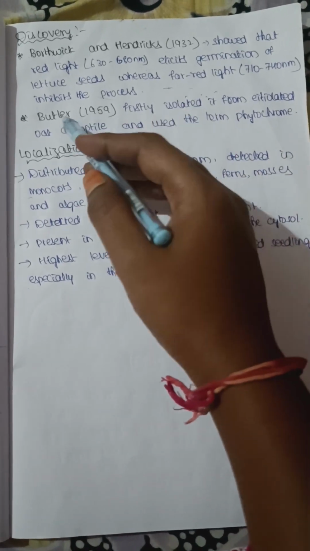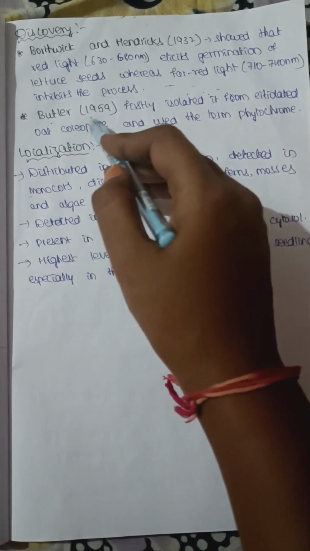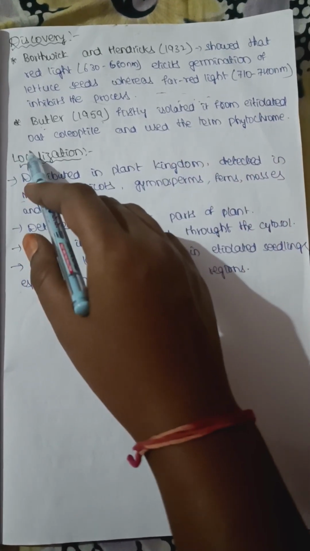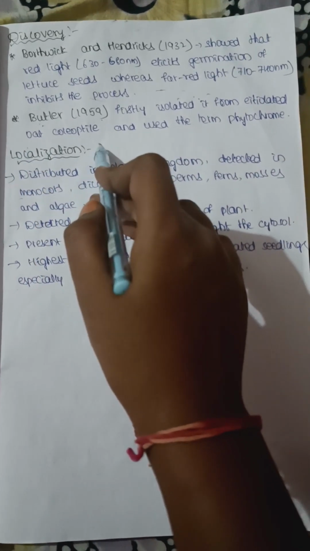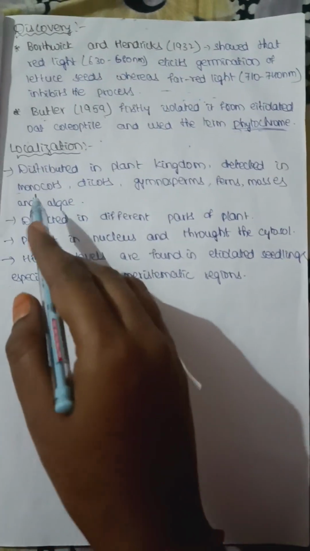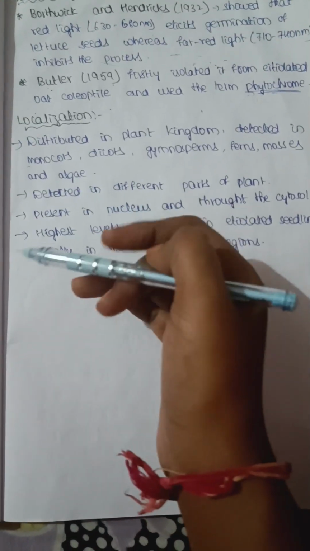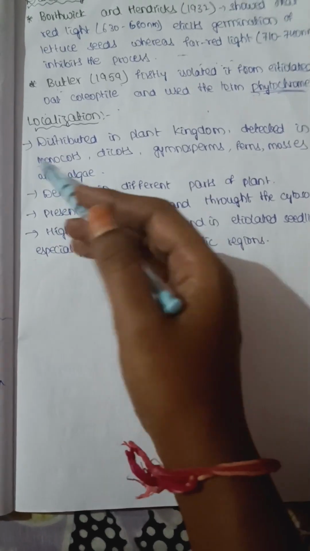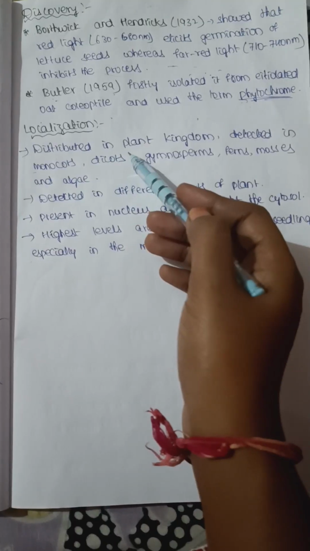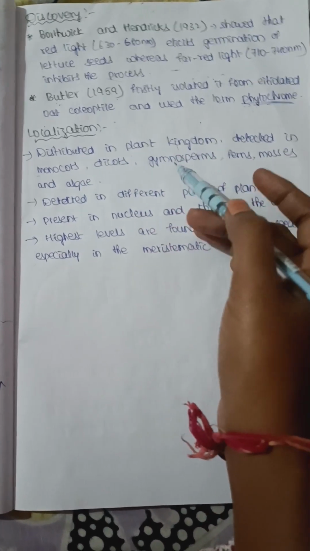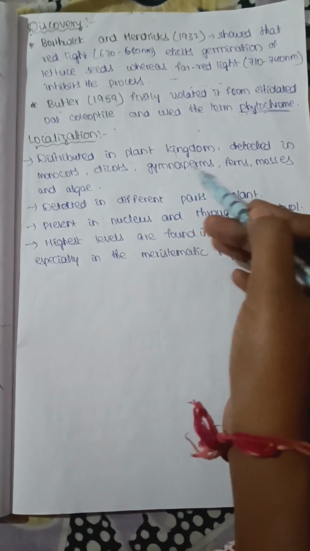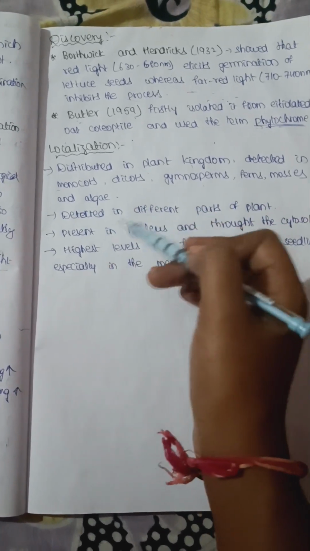Later, Butler in 1959 first isolated it from etiolated oat coleoptile and used the term phytochrome. Okay. And localization: we need to know where the phytochrome exists. It is distributed almost throughout the plant kingdom, detected in monocots, dicots, gymnosperms, ferns, mosses and algae.